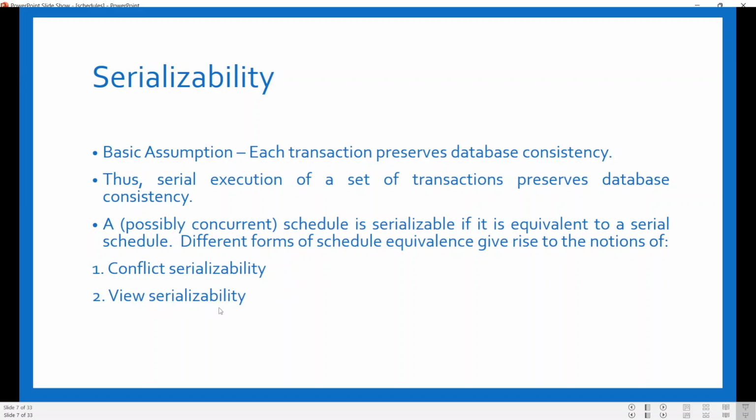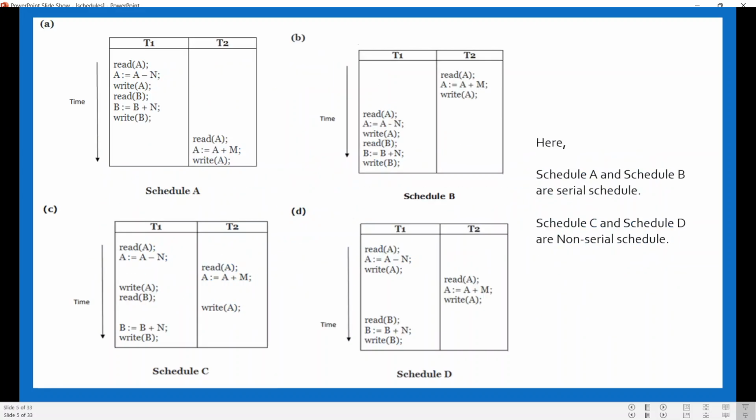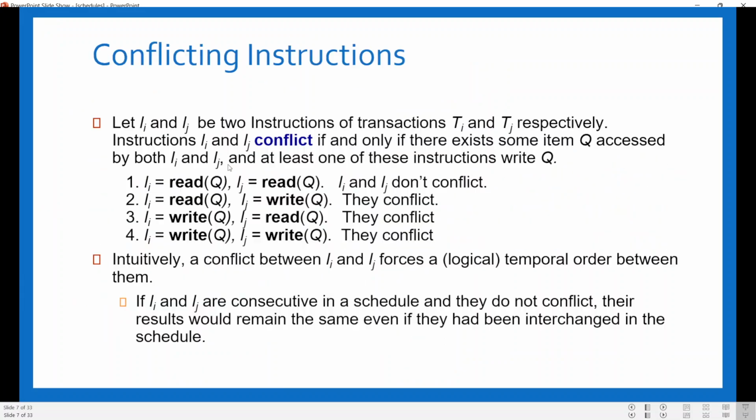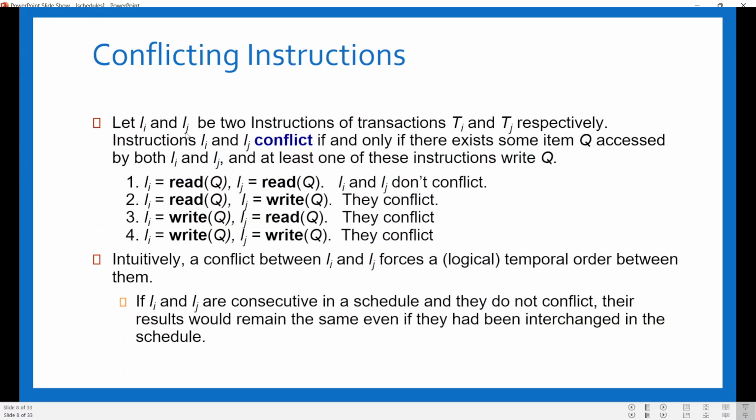Another one is called view serializability. So we will see what this conflict serializability is. What is meant by conflicting instructions? Suppose, as you have seen in these transactions, there are various instructions. T1 is a transaction, T2 is a transaction, and these are all instructions. Suppose we have two instructions, Ii and Ij, in two transactions, Ti and Tj.